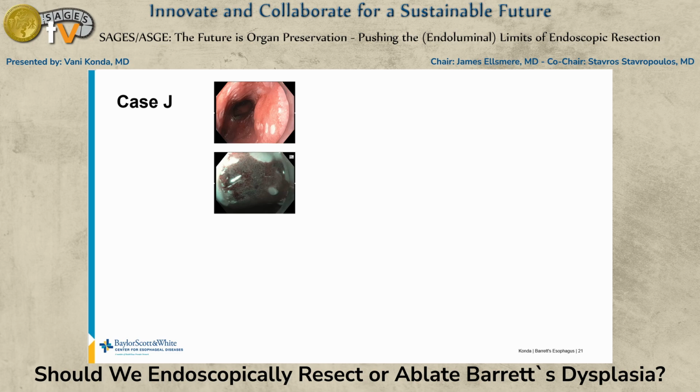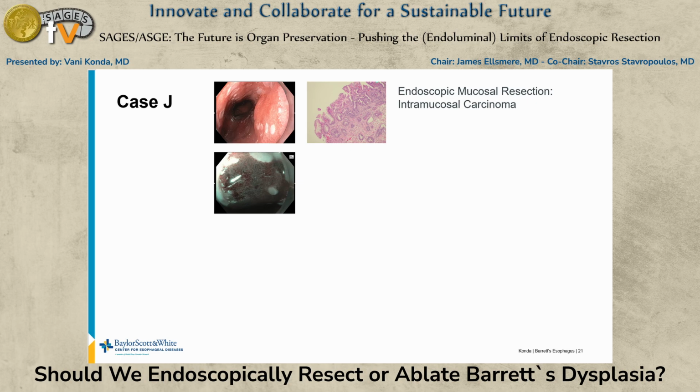So for this lesion, the first one I removed with a piecemeal EMR technique, and it demonstrated intramucosal cancer. So the patient was referred with low-grade dysplasia with biopsies. If we had pulled out the ablation catheter right then and there, we would have undertreated that patient. So again, EMR for all visible lesions. We found cancer in this case.